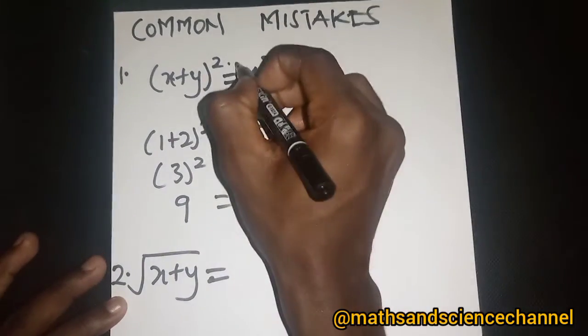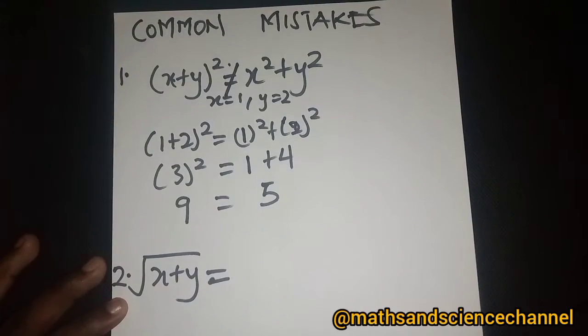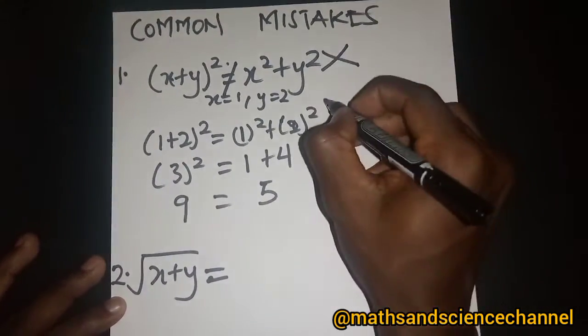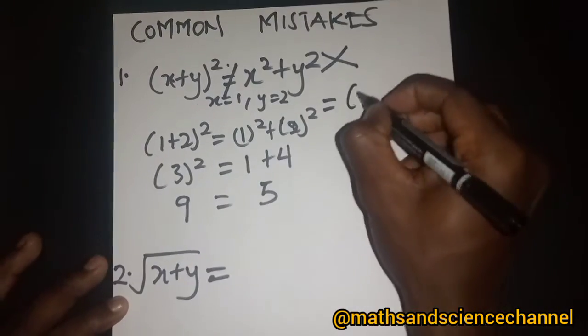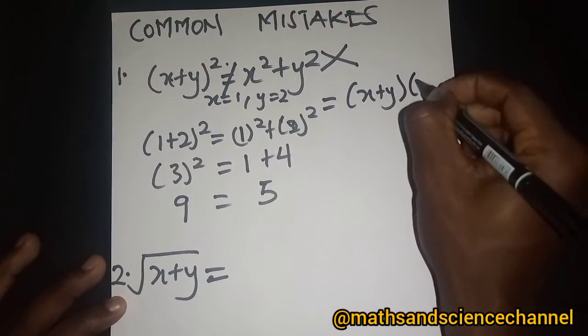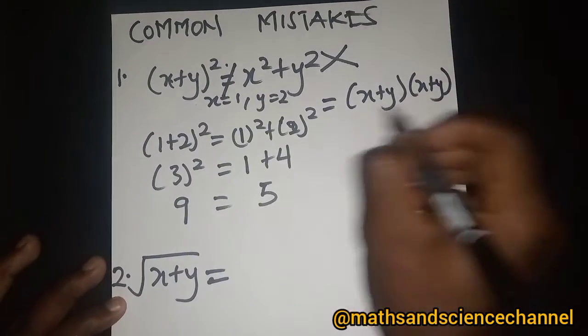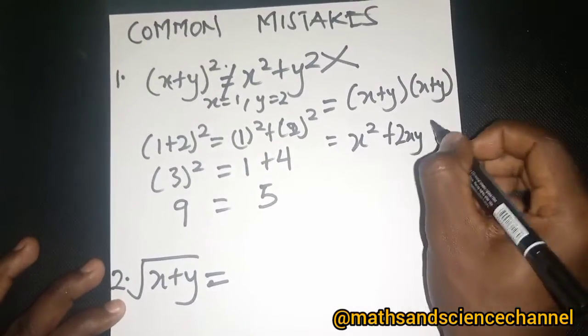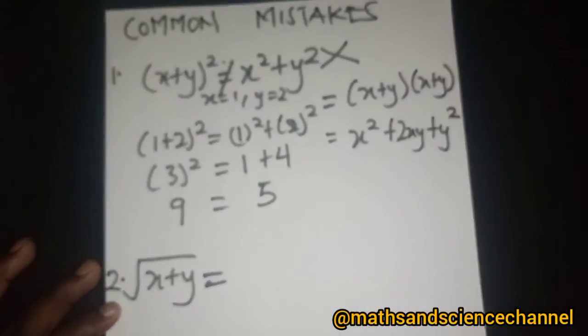So this expansion here is not equal to that. This expansion here is not the right expansion. The right expansion is just doing (x + y) times (x + y). When you expand all of this, you are going to get x squared plus 2xy plus y squared. So this is the right thing.